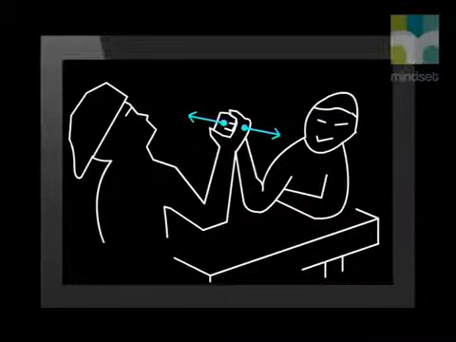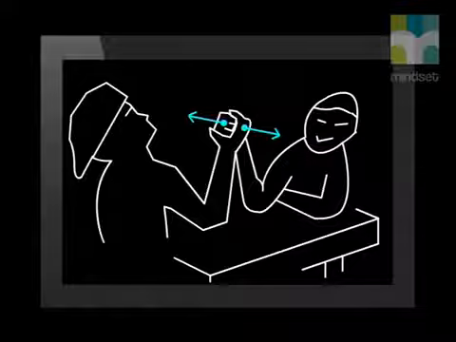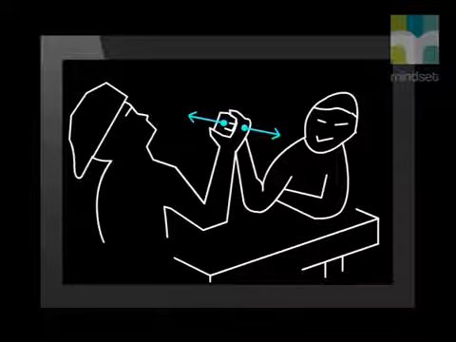Look at the two arm wrestlers here. Neither of them is winning. The two hands are not moving, and we say the two forces are in equilibrium.